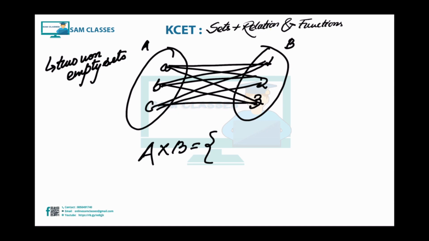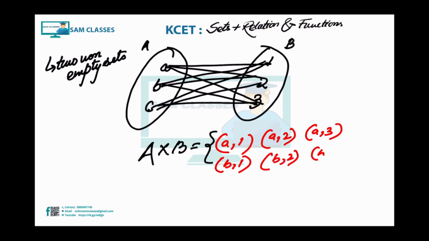Mapping means attaching one element of A with the elements of B. So a can be mapped with 1, a with 2, a with 3, b with 1, b with 2, b with 3. Similarly, we can attach c with 1, c with 2, and c with 3. This is known as the Cartesian product A cross B.